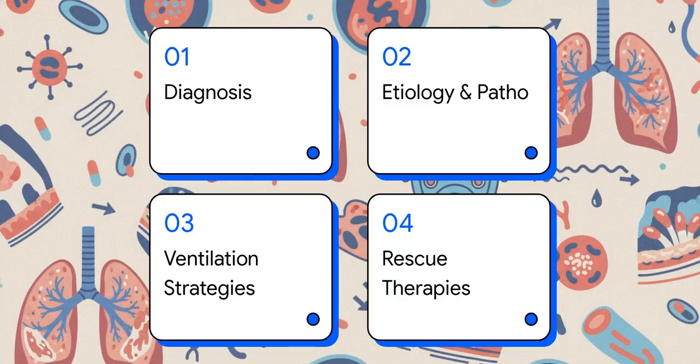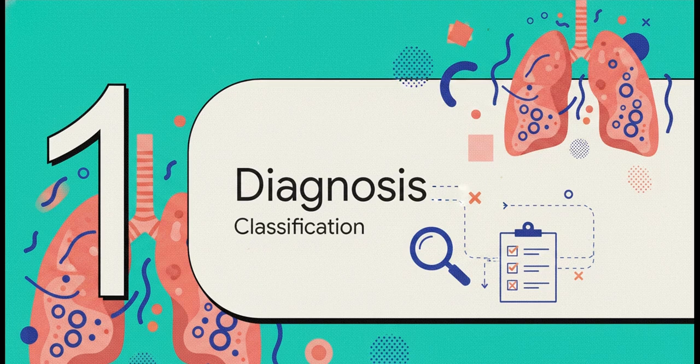Here's our roadmap for the explainer. We'll hit 4 main stops. First, diagnosis and classification. Second, etiology and pathophysiology. Third, lung protective ventilation. And finally, rescue therapies and care. All right, Section 1, diagnosis and classification. Let's see how we actually pin down this diagnosis.